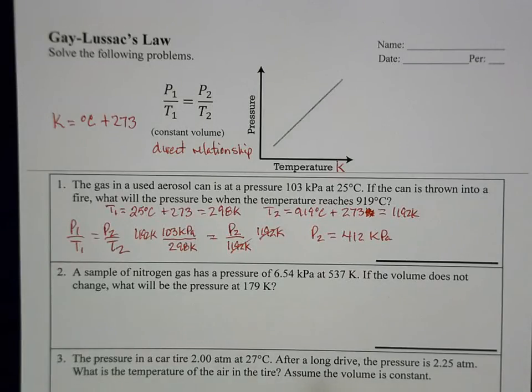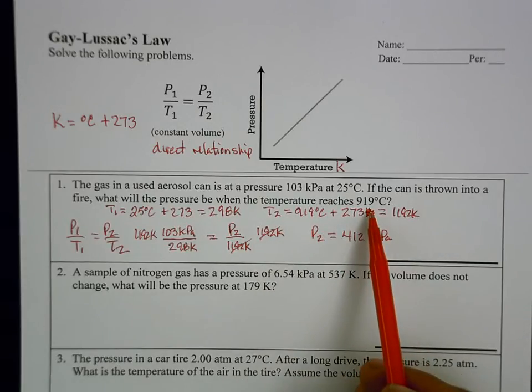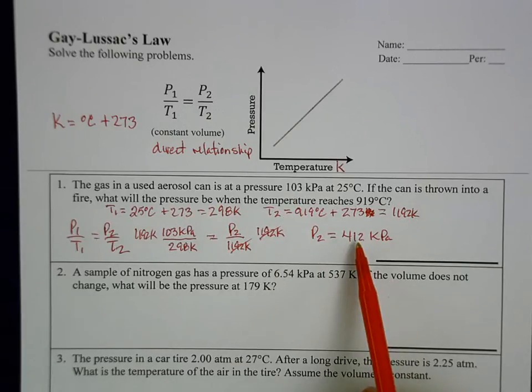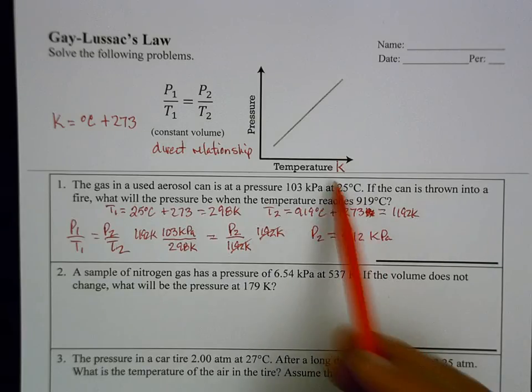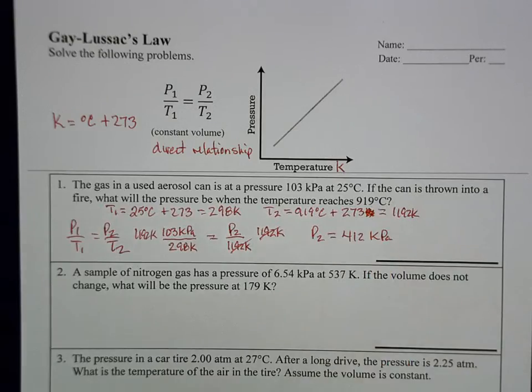Now, please note the temperature went from 25 up to over 900. So that's almost 40 times. Not quite. The pressure, 4 times. So again, when the temperature is in Celsius, you're not going to see a direct relationship between them. You're only going to see that when we're in Kelvin.